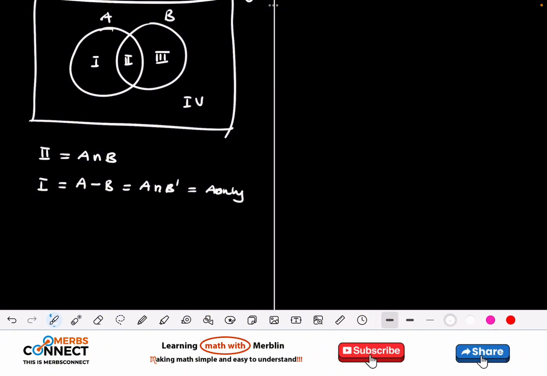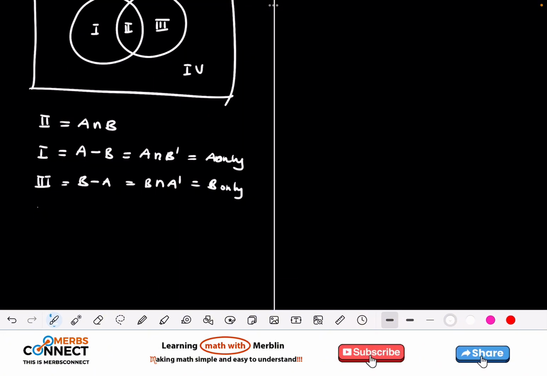So what will be III? What you said is right. III is going to be B minus A, which is B intersect A complement, and it is equal to B only. So what is IV?